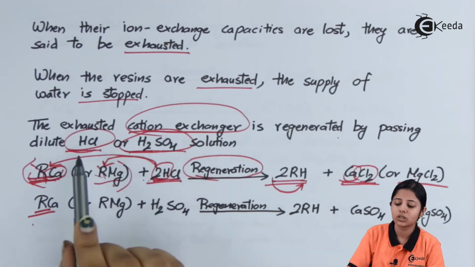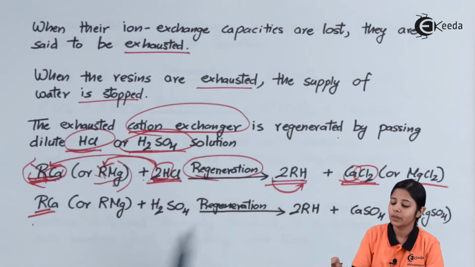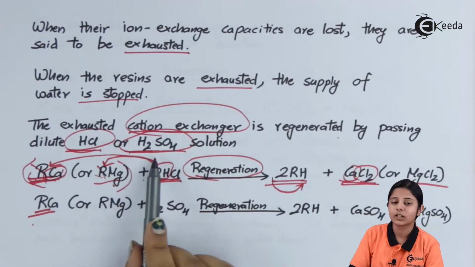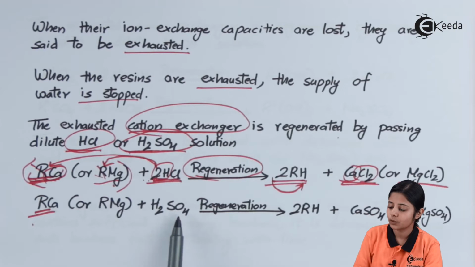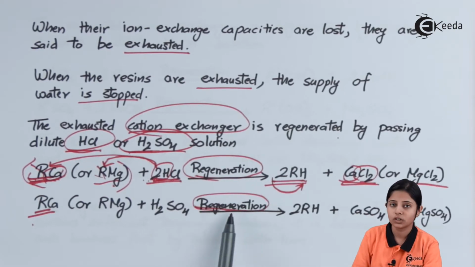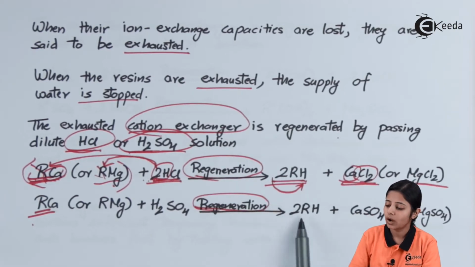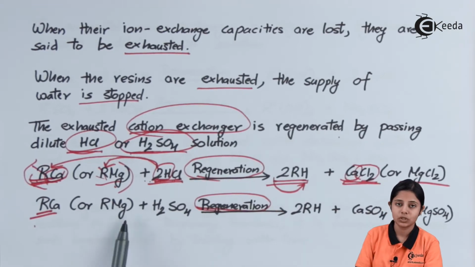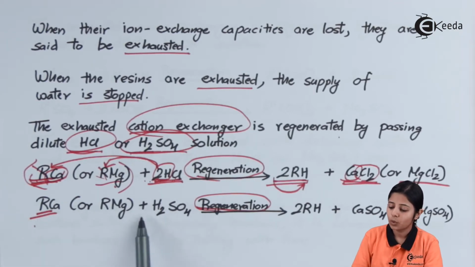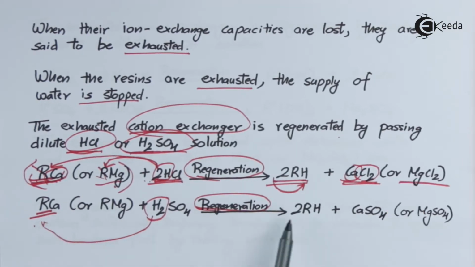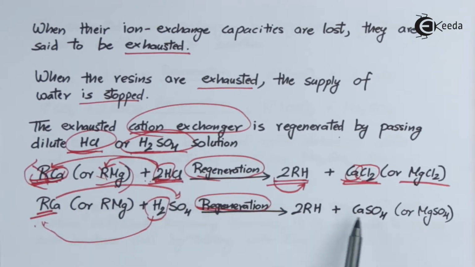The first reaction was with dilute HCl solution. The next reaction is with dilute H2SO4 solution. Starting off with RCa plus H2SO4, the process is known as the regeneration process, forming 2RH plus CaSO4, or MgSO4 if we use RMg over here. So in RCa plus H2SO4, both the H's go and get attached to this R, forming 2RH, and I have Ca and SO4 forming CaSO4.